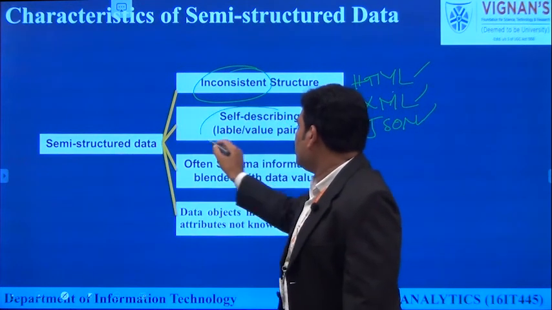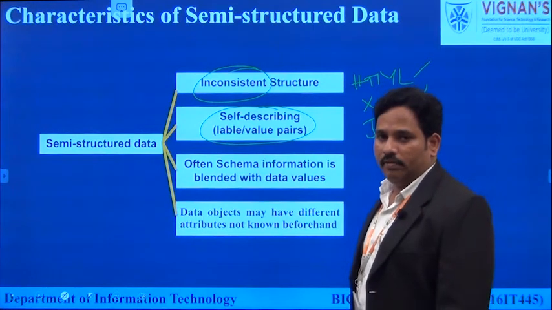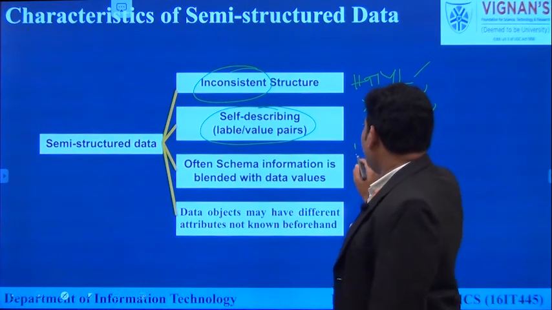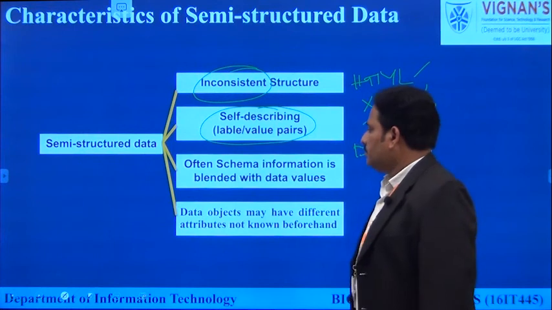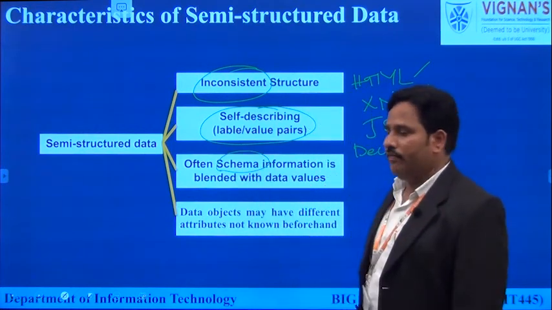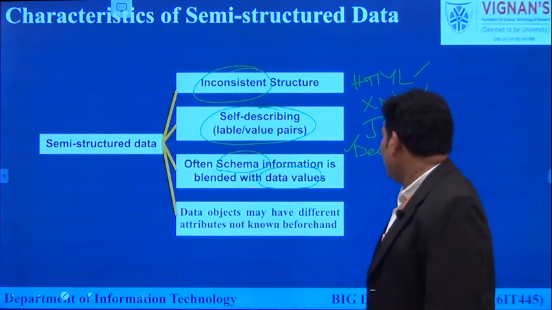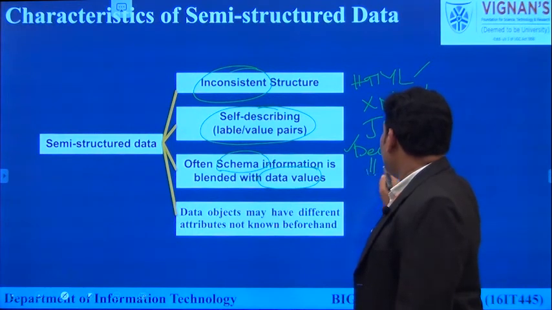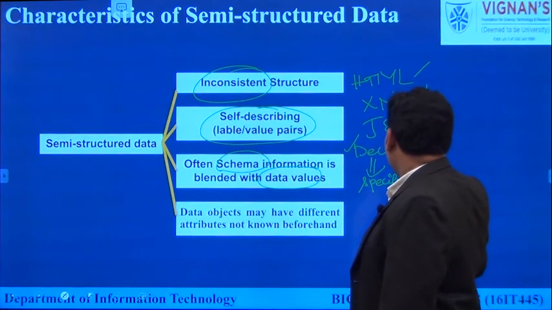Another difference is that they have their own describing rules, that is, self-describing rules. That means declaring a label will differ in HTML, XML or JSON. And the schematic information is blended with the data values. That means whatever value or variable we are declaring, it will be associated with a specific value in its designated format.